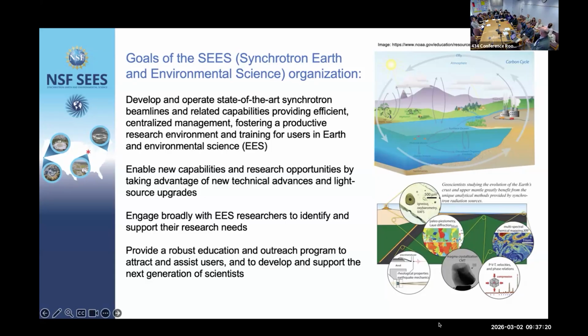We interact with the earth science community quite a lot, sometimes through activities like this, but mostly through the interaction with the beamline scientists at the beamlines. So we gauge the pulse of the community to identify new opportunities and new experimental techniques that maybe we should be supporting. And of course, outreach and education programs to develop the next generation of scientists.